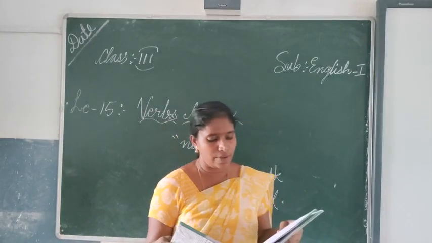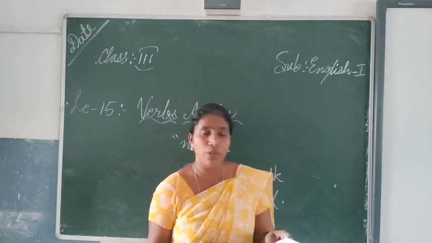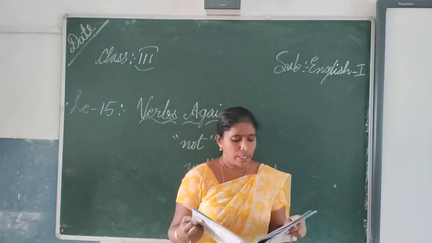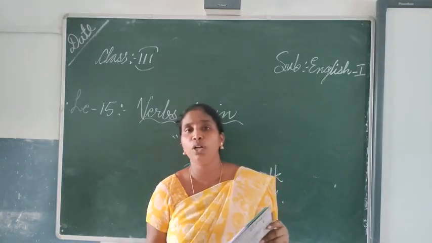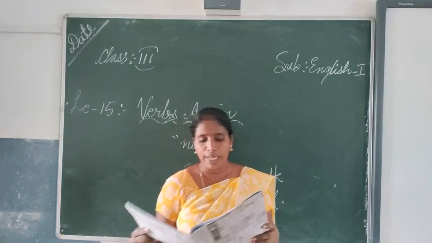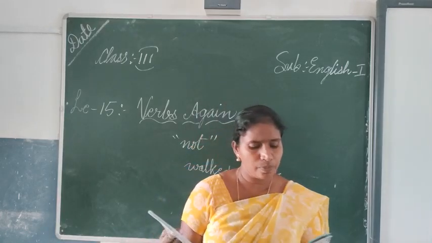The next one: rewrite the sentences given in the opposite meaning using did not and does not. So using this you can make your own sentences. Meeta walked all the way. Meeta did not walk all the way. Did not walk you can use. So like that you can make. Next, exercise number 7, you see.